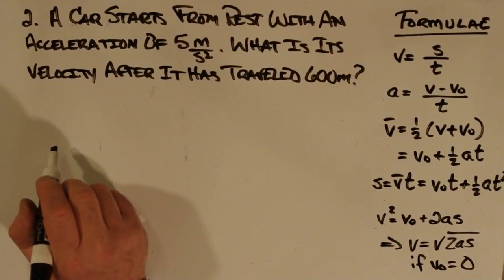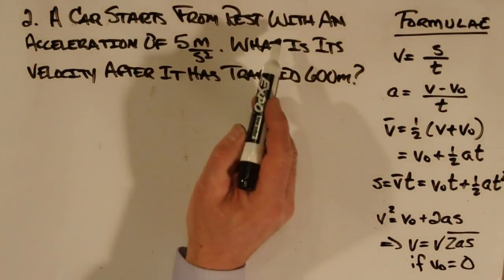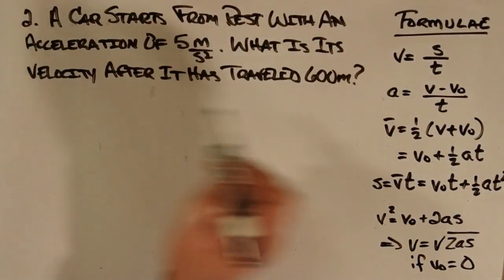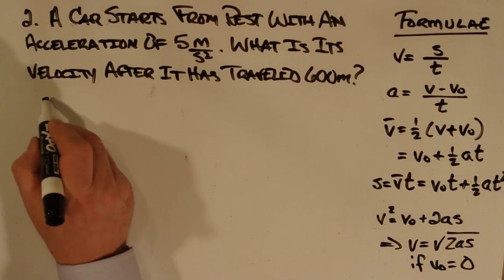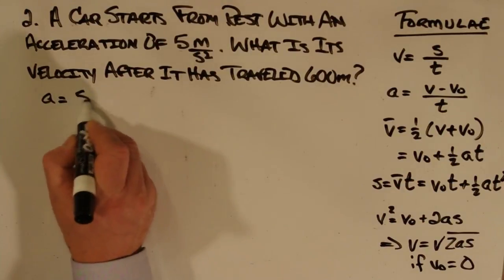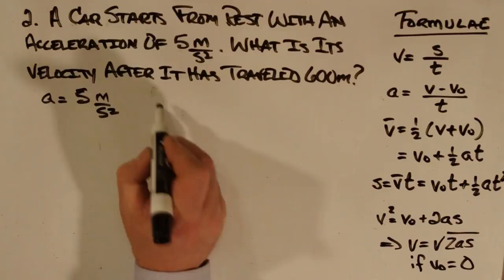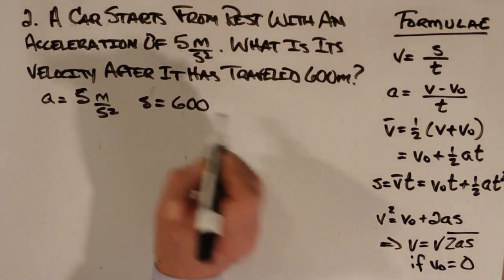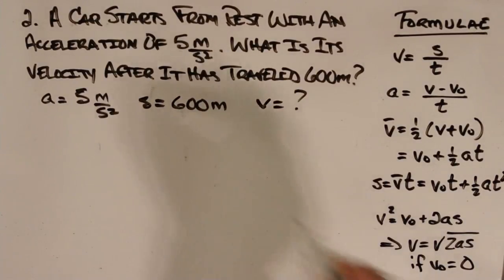The second problem, a car starts from rest with an acceleration of 5 meters per second squared. We're asked to find the velocity after the vehicle's traveled 600 meters. A is given as 5 meters per second squared, and the distance S is 600 meters. We're asked to find velocity.